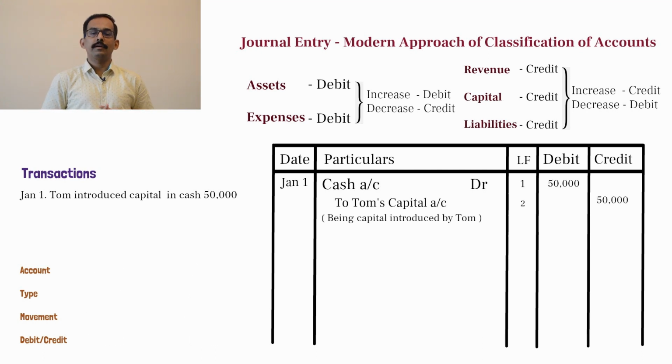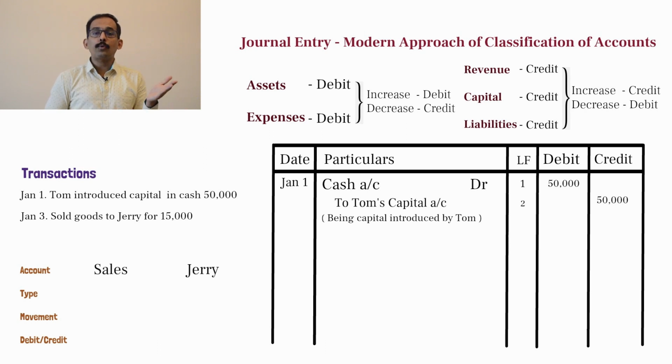Now another example, January 3rd, sold goods to Jerry for 15,000. First step, we need to identify the accounts that are involved. The two accounts involved are sales and Jerry. Second step, we need to identify the type of account. Sales is a revenue account and Jerry is an asset in this case because the money is receivable from Jerry.